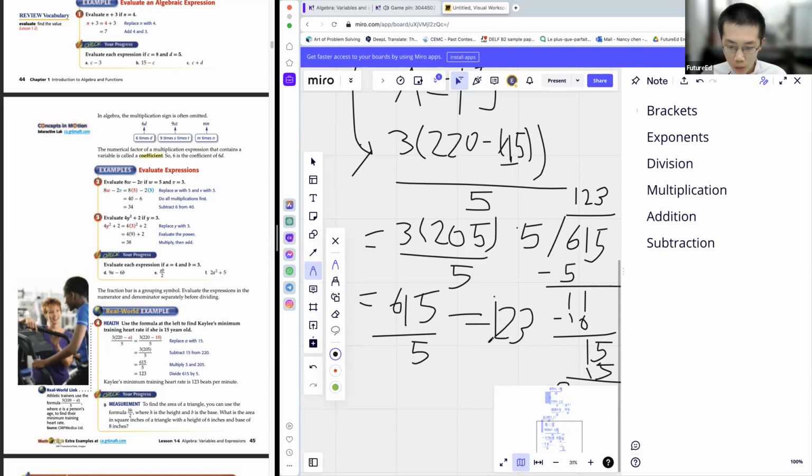What a nice number. So if you do grow up to be 15, your minimum athletic heart rate should be 123 beats per minute when you're doing exercise. It's pretty interesting to know. Basically, the older you get, I'm pretty sure the lower it gets. So don't be too surprised if you're really old and it's really slow.